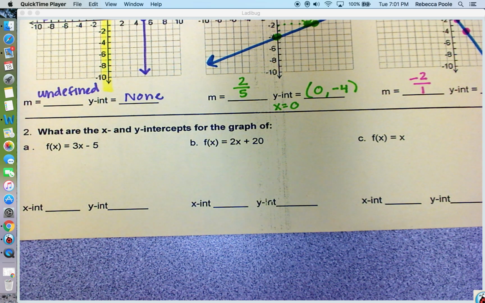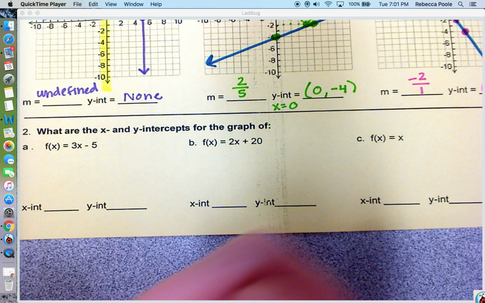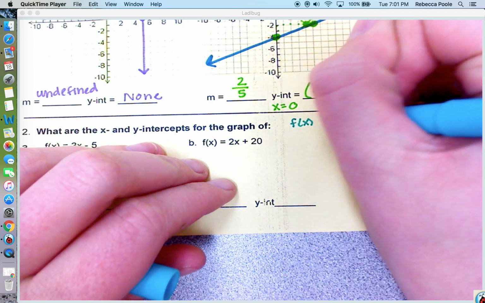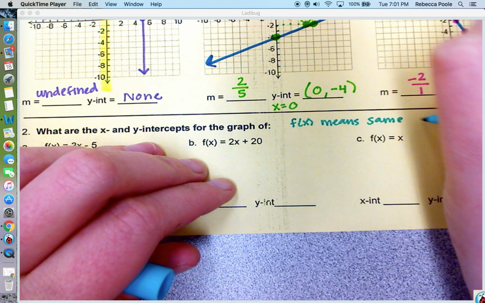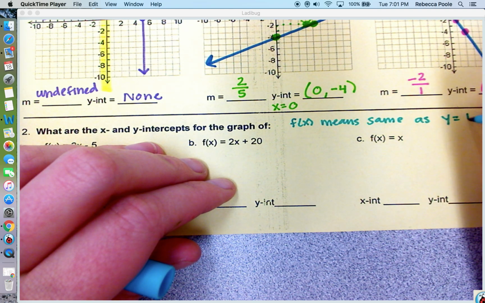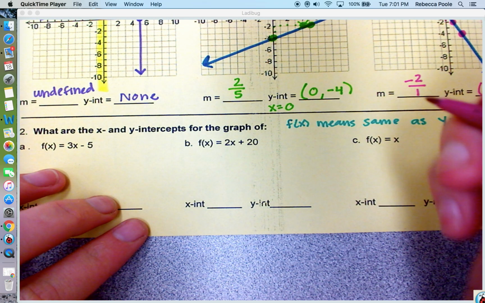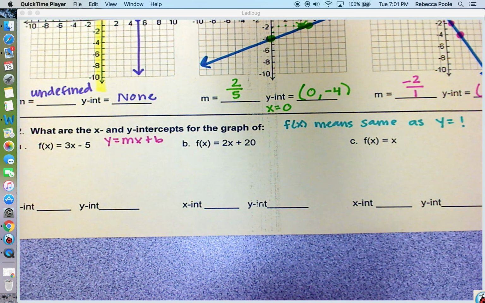All right, all of these equations, first of all, are in function notation, right? Does everybody see that? So remember, if you see an f of x, that means the same thing as what? Y equals, okay? So if you look at all of these, does everybody agree that every single one of these is in y equals mx plus b?